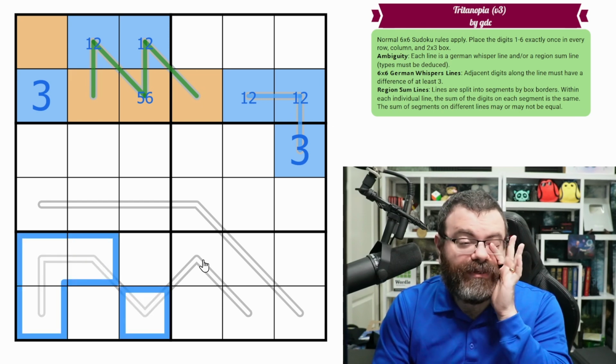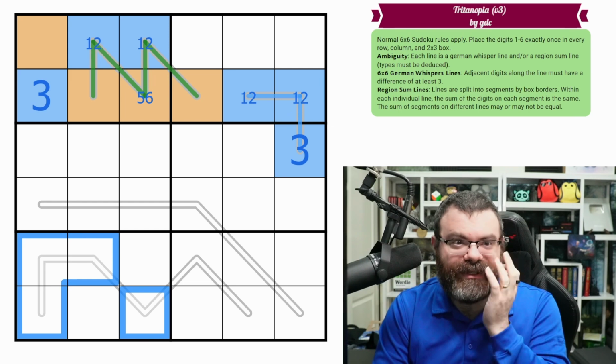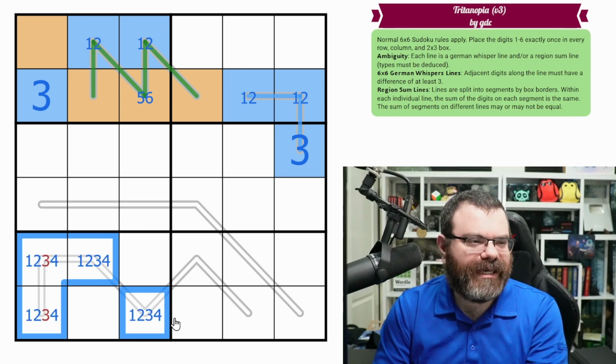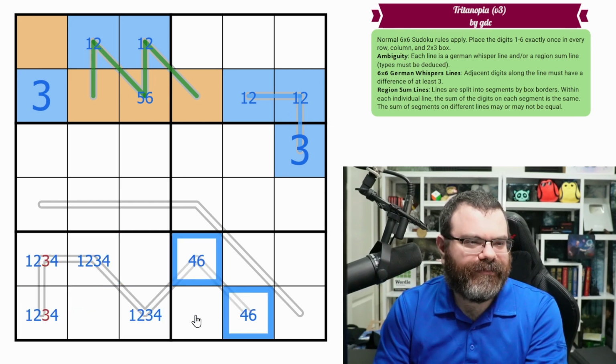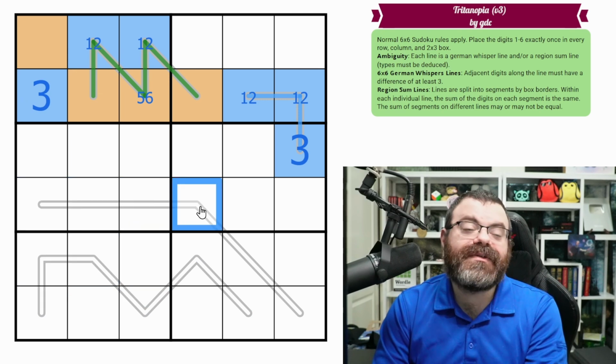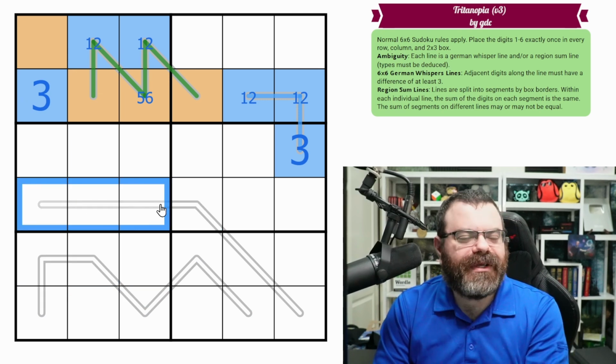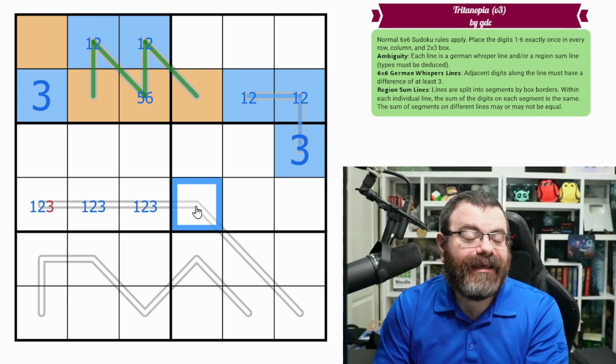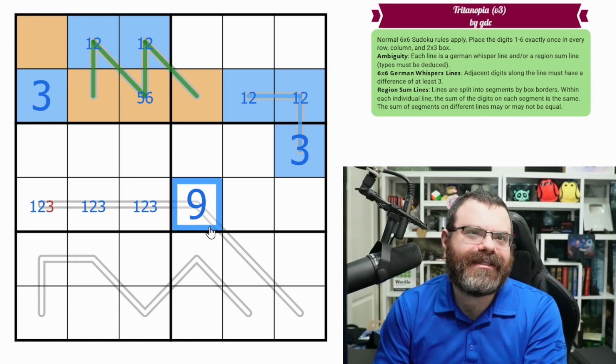I'm curious if this could be region sum. I think it can be, right? Because if this was 1, 2, 3, 4, adding to 10, this could be 4, 6, also adding to 10. So that would work fine. What about this one, though? This one doesn't work. The minimum these three would add to is 1, 2, 3. That's 9. And we can't put a 9 here. I mean, I could, but 9 isn't part of the rules.